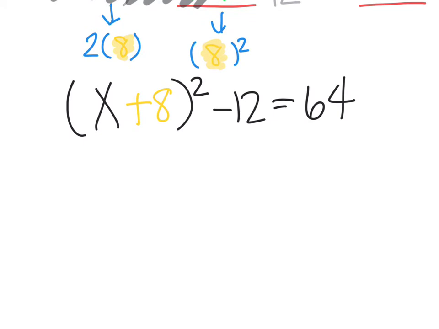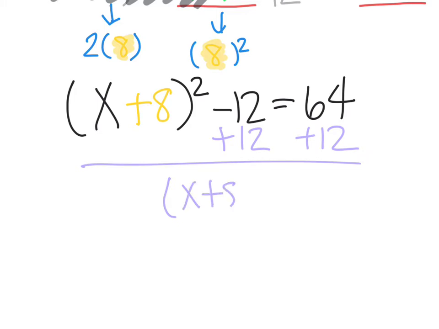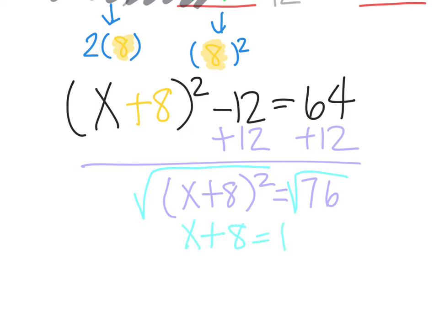So we take our x plus 8 squared minus 12, and we're going to solve this. To solve it, I need to get x by itself. The first thing I'm going to do is add 12 to both sides. Then I get x plus 8 squared is equal to 76. Next I'm going to take the square root of both sides, because squaring and square rooting cancel each other out. So I'm left with x plus 8 equals the square root of 76.